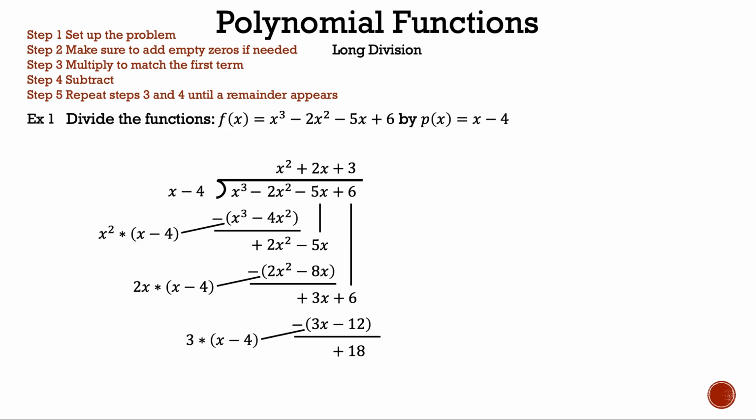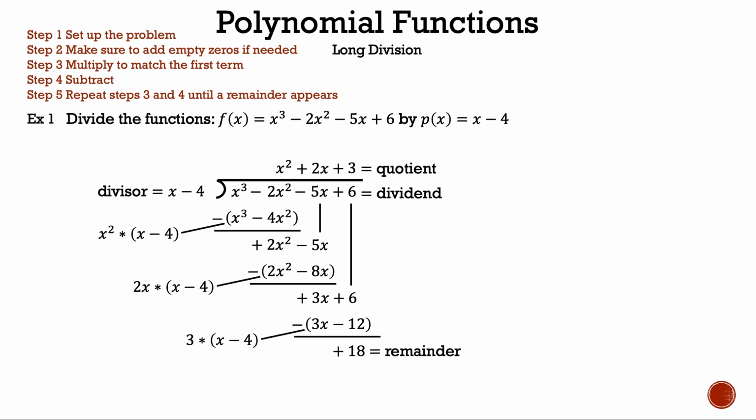We can't go any further, so we have our answer. Let's label each part so we can practice our vocabulary. X cubed minus 2x squared minus 5x plus 6 is the dividend. X minus 4 is the divisor. X squared plus 2x plus 3 is the quotient. And 18 is the remainder.